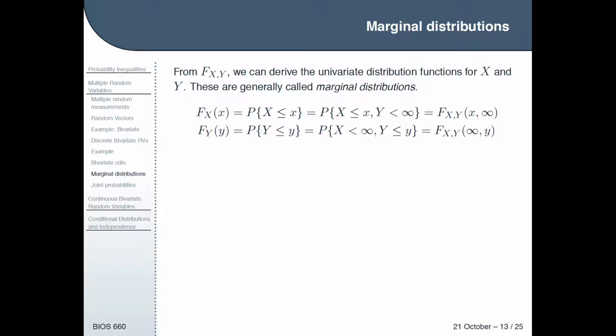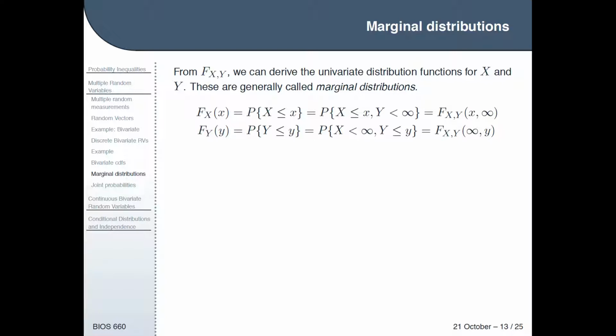Again, hopefully that agrees with one's intuition, because if you plug infinity into the joint CDF, that gives you the probability that X is less than or equal to x, and the probability that Y is less than infinity. Well, the probability that Y is less than infinity is 1, so that becomes just the probability that X is less than or equal to x, which is, by definition, the marginal CDF of x. So, given the joint CDF, we can calculate the marginals just by plugging in infinity for the variable, or variables, that we don't care about.